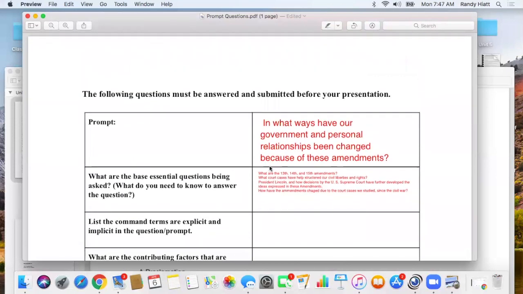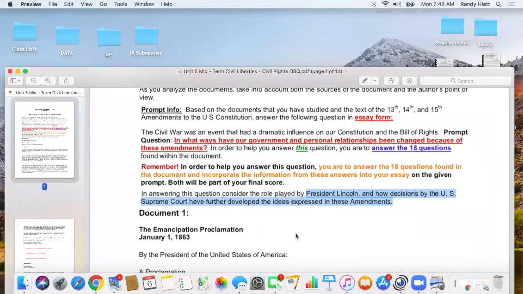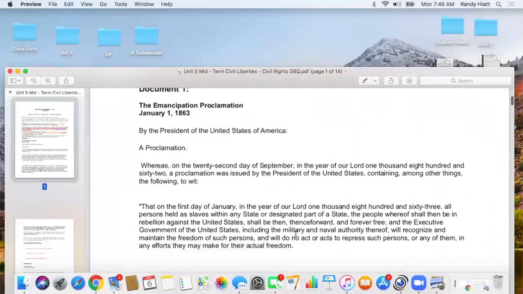From here, you can start breaking down that essay. So the first thing is, by Friday, you should be able to go through this kind of information. Now, the other part of that is that you need to do the 18 questions on this document.